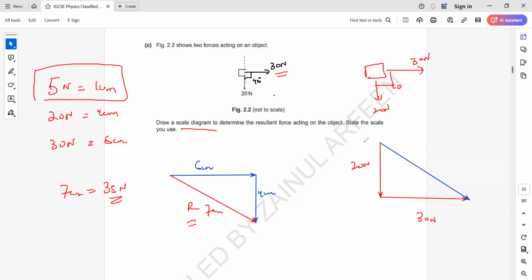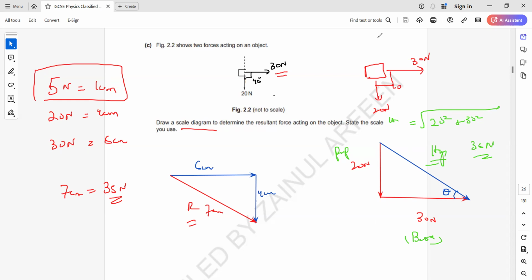And you can mark the angle anywhere, from the top or from the bottom. For example, I marked it here. With reference to this angle, here we have the base, this one is the hypotenuse and here is the perpendicular. So we use the Pythagoras theorem for the magnitude. The magnitude will be the square root of 20 squared plus 30 squared. That will give us the length of the hypotenuse. What's the answer? The square root of 20 squared plus 30 squared is 36. So you will write that the magnitude is 36 Newton.